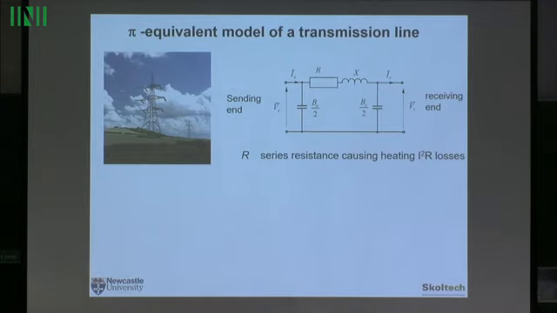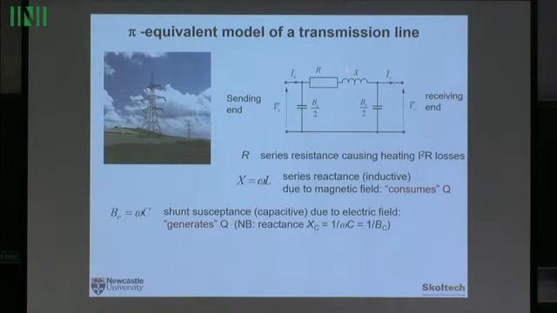So first, R is series resistance causing heating losses. X equals omega L, where L is inductance and omega is equal to 2 pi f, is the series reactance due to the magnetic field; it consumes Q. And omega C, B_C, which is 1 over X_C, is shunt susceptance due to the electric field. So reactance will be 1 over omega C, just easier to represent as the inverse of that due to the multiplications, but it's the same thing. So remember, the capacitance will produce reactive power, the inductance will consume reactive power.